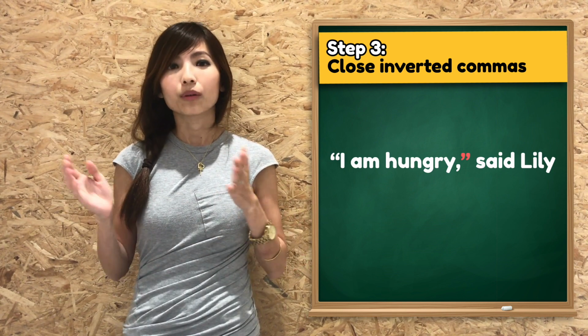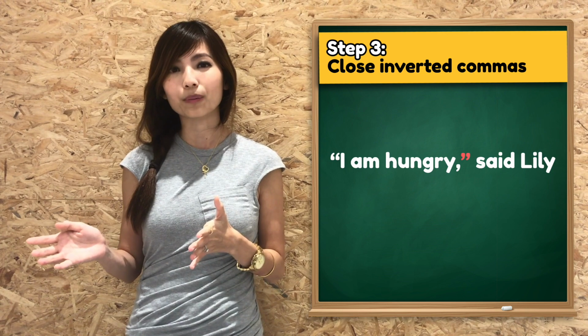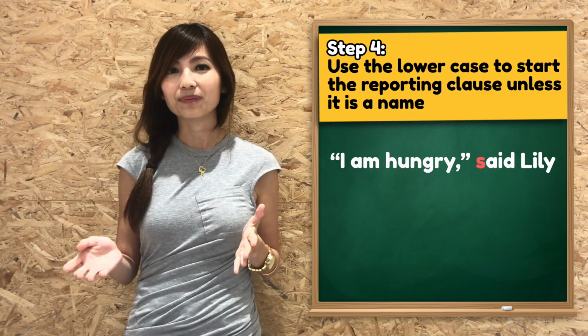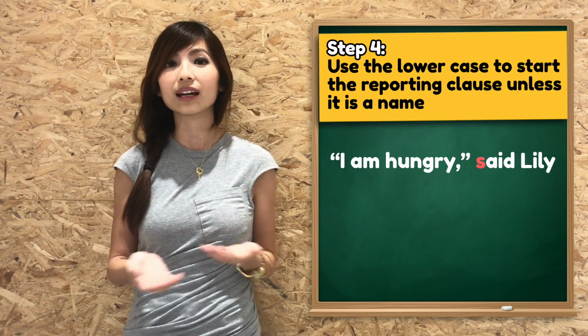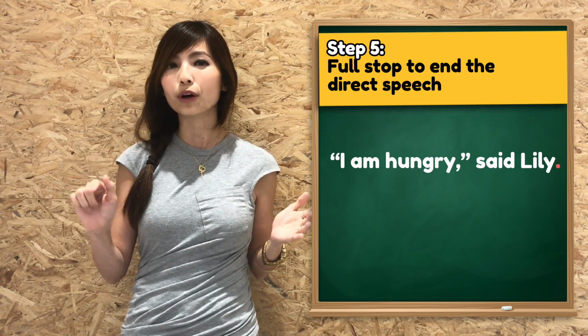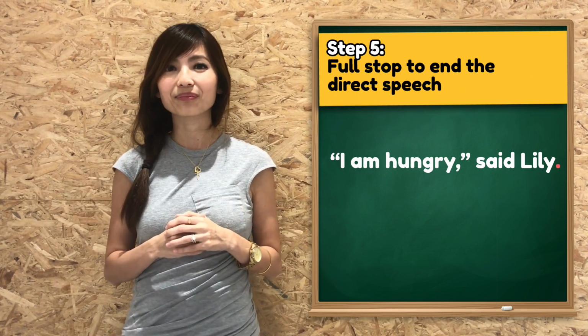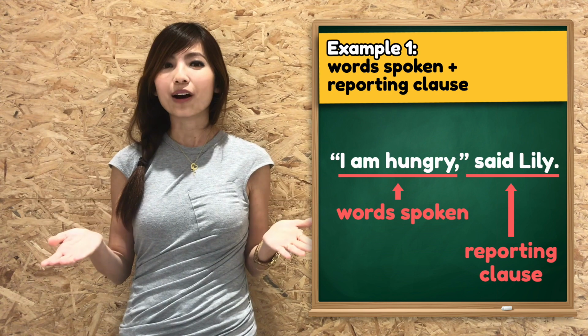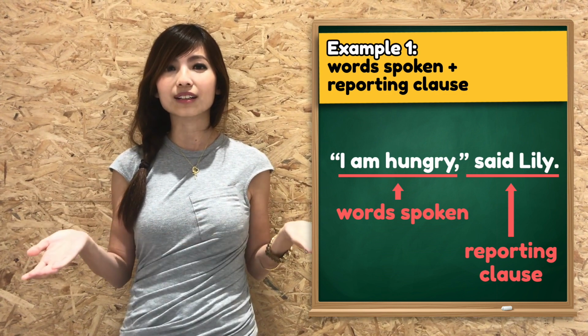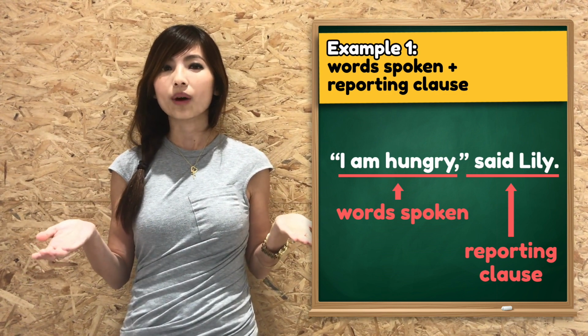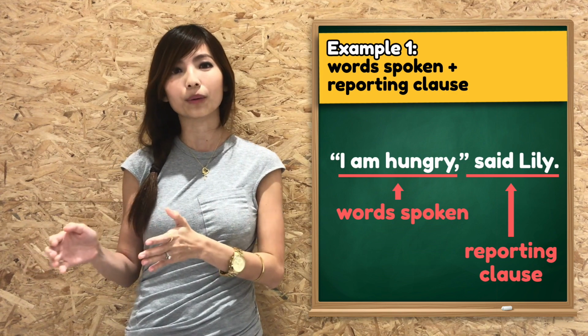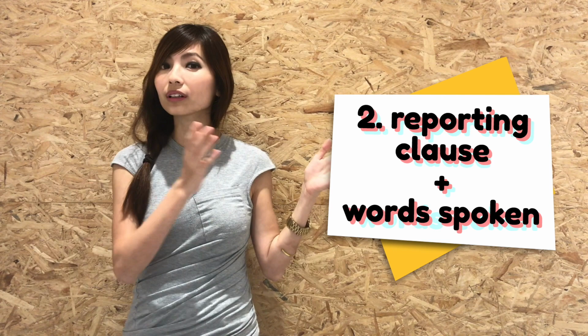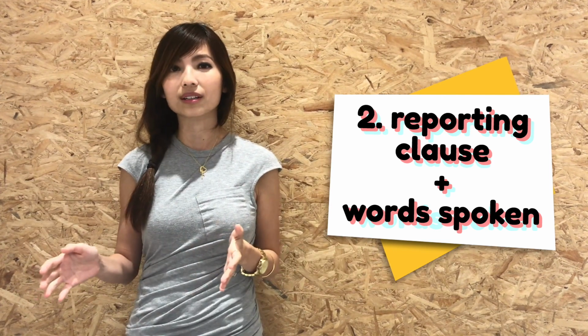After which, we are going to insert the reporting clause, "said Lily." And since this will indicate the end of the direct speech, let's put a full stop after "Lily." And well done! Now we have punctuated this instance of direct speech very clearly, where the reporting clause is after the spoken words. What about the other way around, where I use the reporting clause before the spoken words?